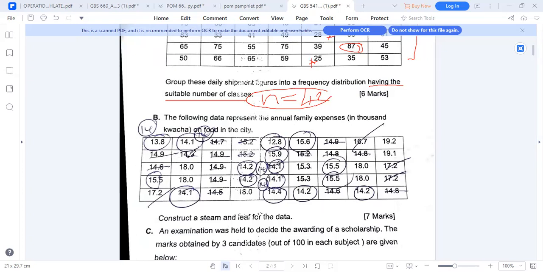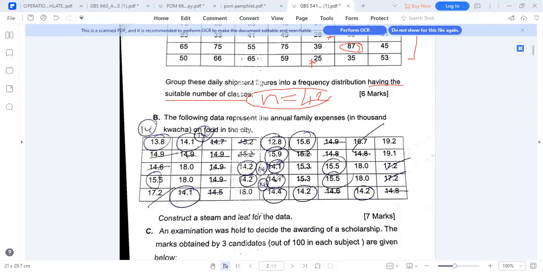So these numbers are decimals. Okay, so we need to round each of these numbers to appropriate numbers. So the first one is 14, rounding to 14. This one is just 14 as well. This one is 15. This one is 15. So we are supposed to round all these numbers. 18.0 is just 18. 18.0 is just 18. 14.2 is just 14. So rounding these numbers.